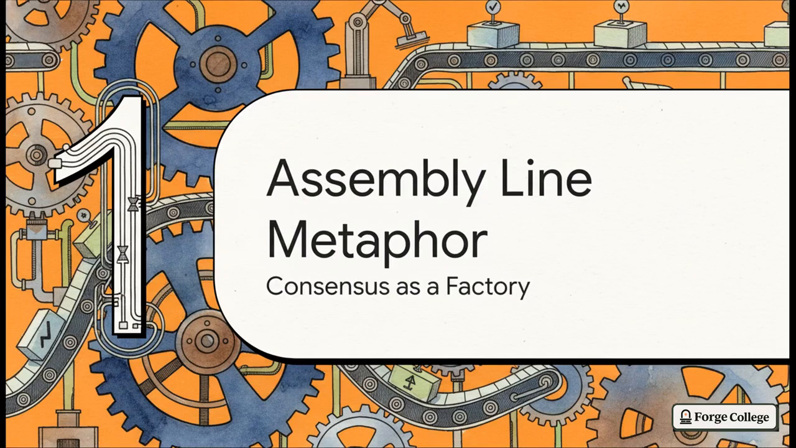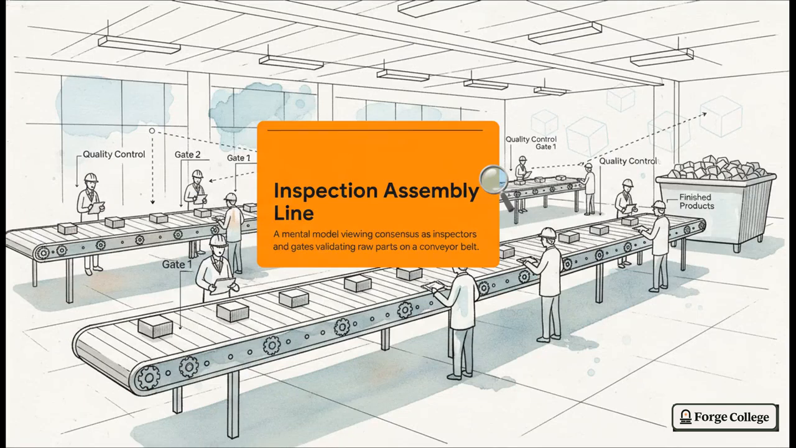All right, Section 1, the assembly line metaphor. Okay, to keep us from getting totally bogged down in abstract technical jargon, I want you to visualize a bustling factory floor. Just picture a conveyor belt that's constantly moving, and along it there's a sequence of inspectors and quality control gates validating raw parts before they finally drop into the finished product bin. This really simple, tangible image, this is our Rosetta Stone for decoding complex consensus mechanisms.